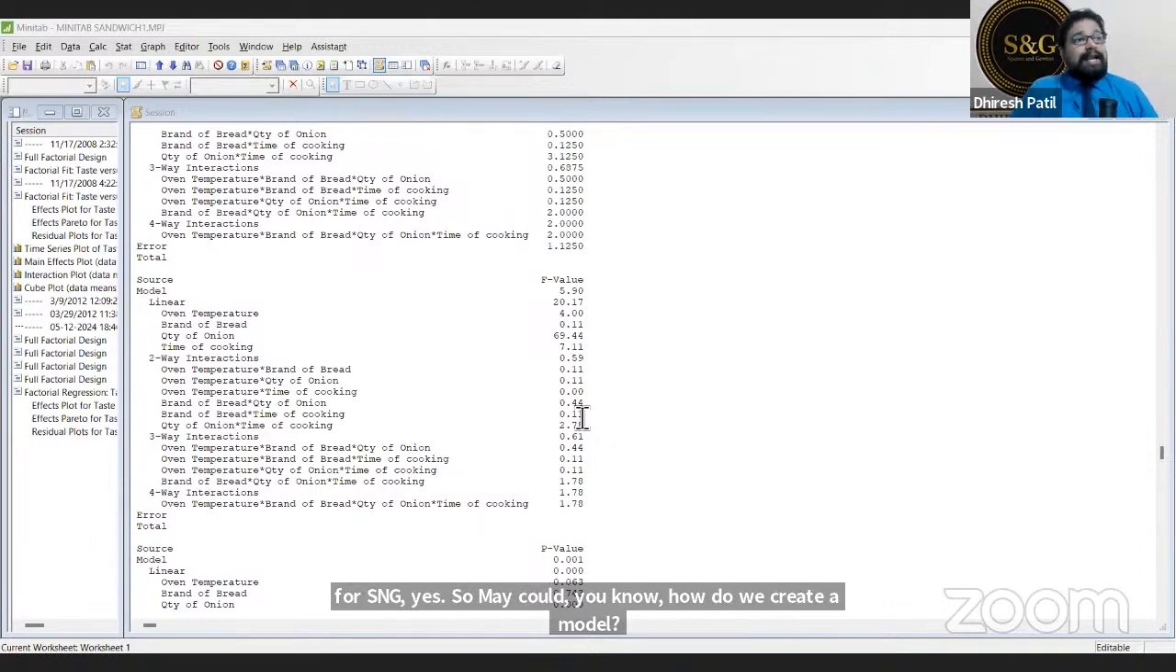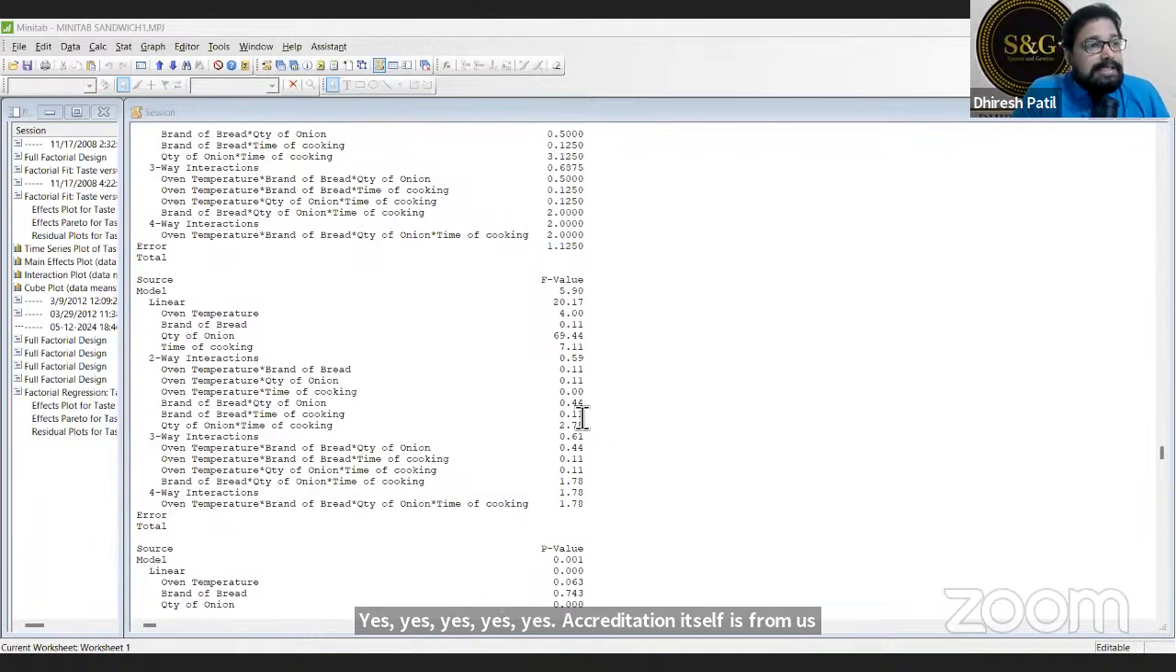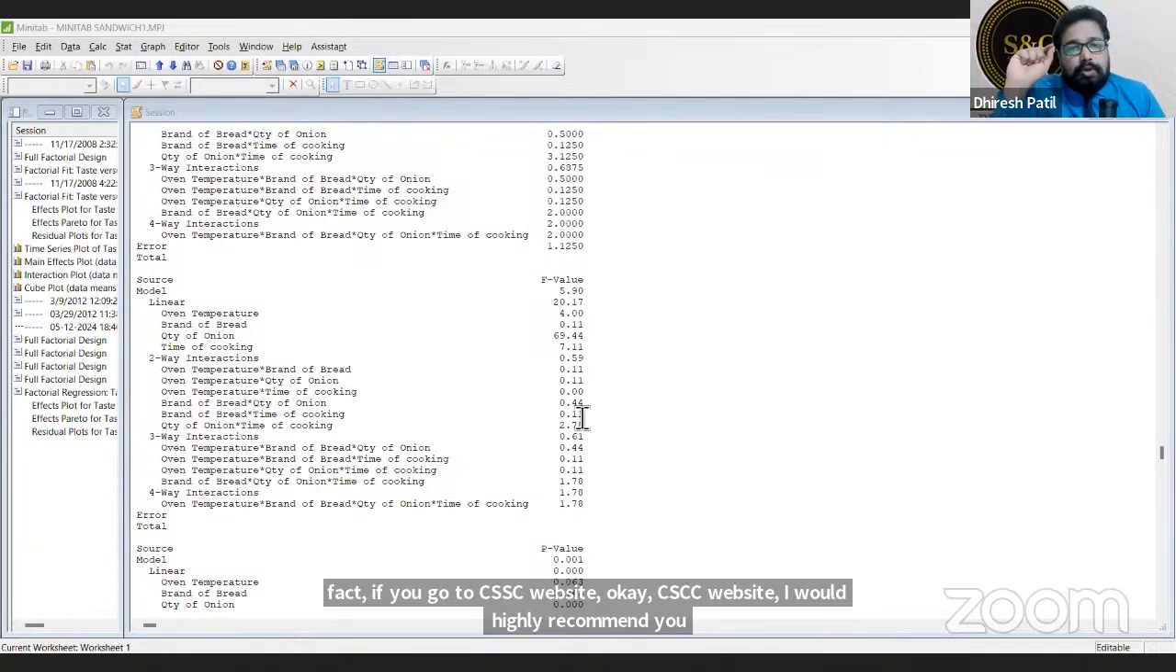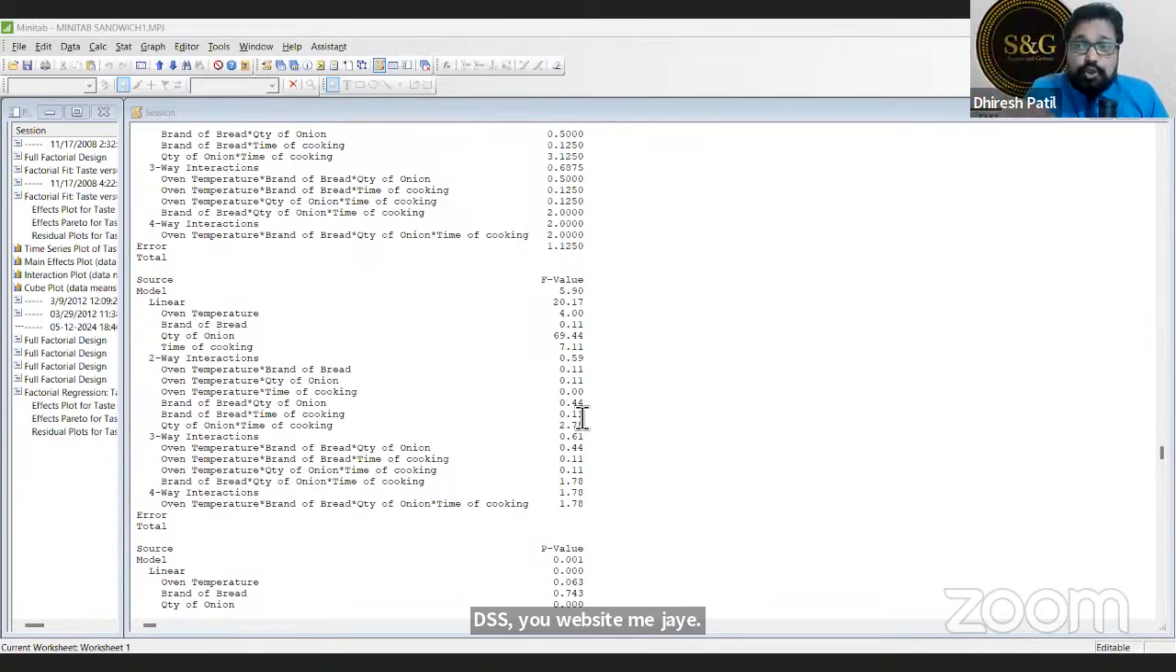Yes. CSSC accreditation itself is from the US, no? CSSC is a US body, so obviously it is in the US. In fact, I would highly recommend you go to the CSSC website and check the other institutes, from Boston University to many other universities, colleges, schools, government institutes, private institutes. They are all accredited by CSSC. That's the advantage we have.